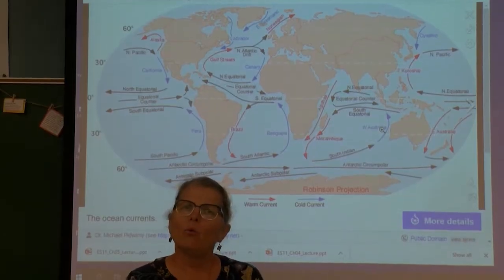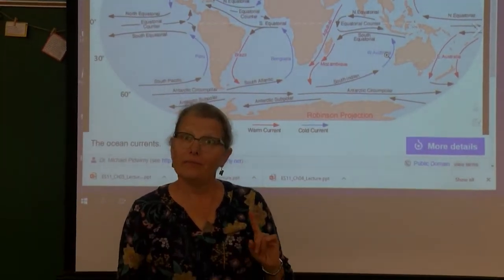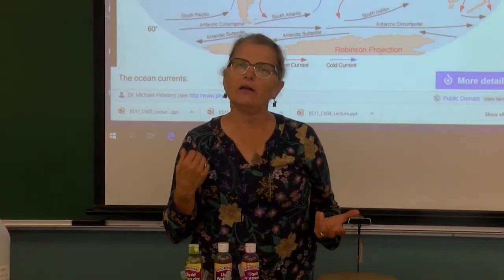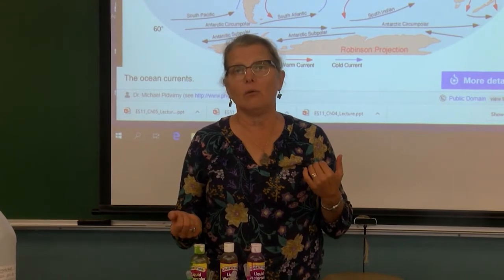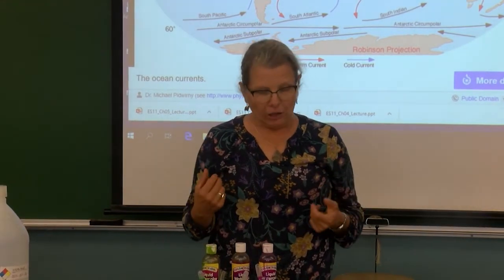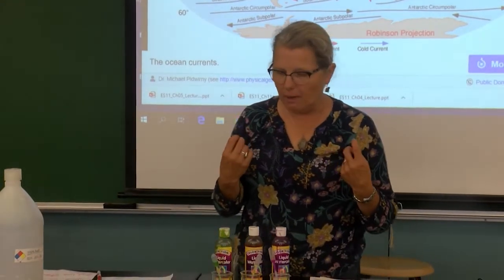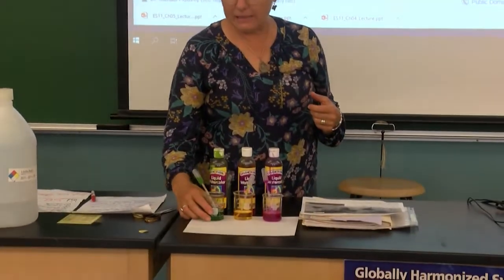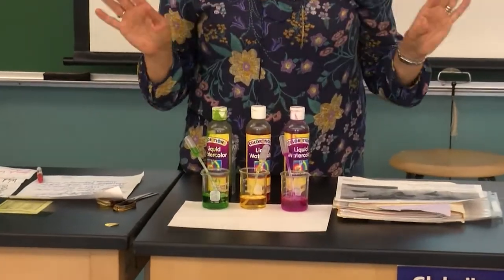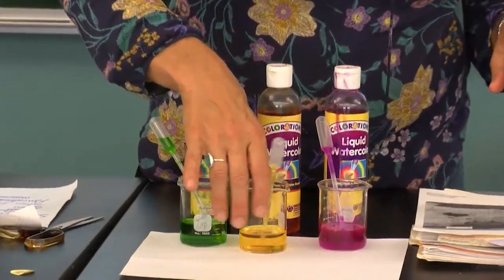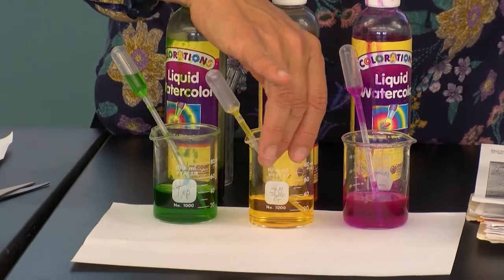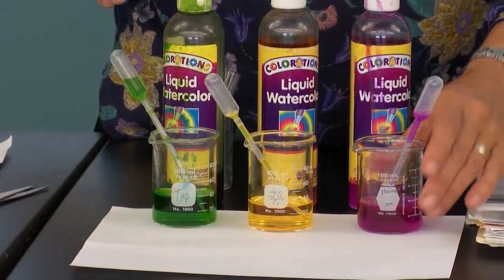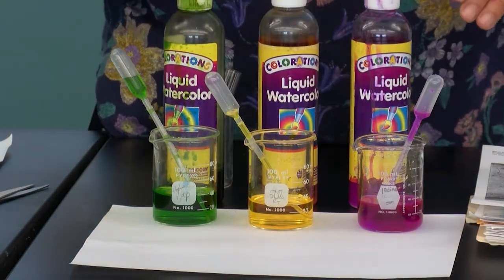So, why are there currents? There are currents because there are differences. There are temperature differences in the water, and there are salinity differences in the water. Let's look at just some salinity differences. I've got three waters here. I've got tap water, which is no salinity. I have 50% saturated water, and I have 100% saturated water. So I have three different salinities.